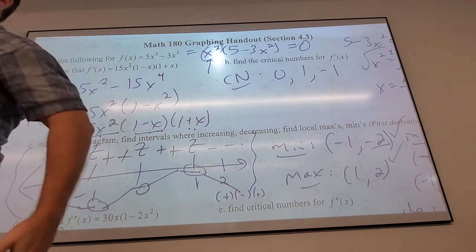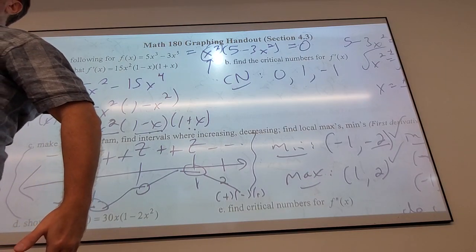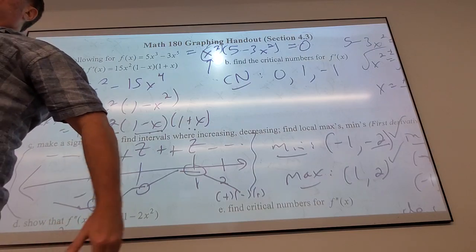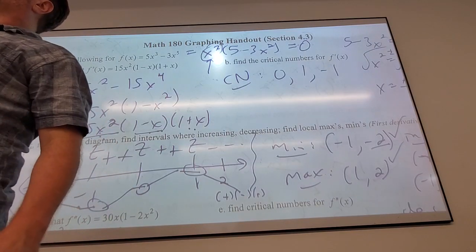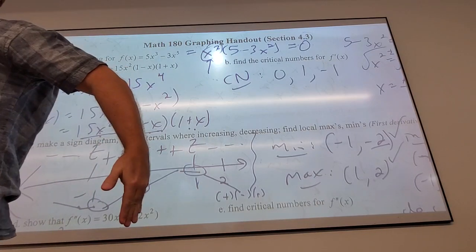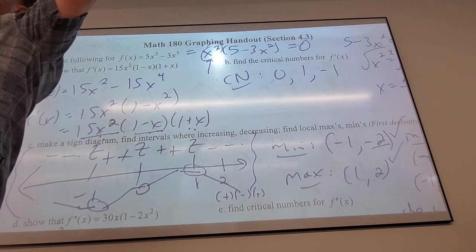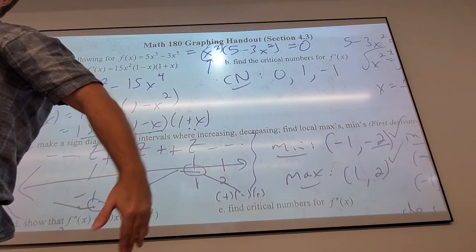Negative would just make it go like that. It just flips over the x-axis, right? We have the negative because the highest power is negative. So the highest power is what determines the end behavior. If that would have said 5x cubed minus 3x to the fourth, then the end behavior would have been this. It would have been a parabola, because that's what even powers look like. Reflected.